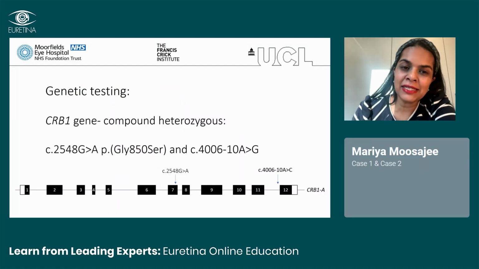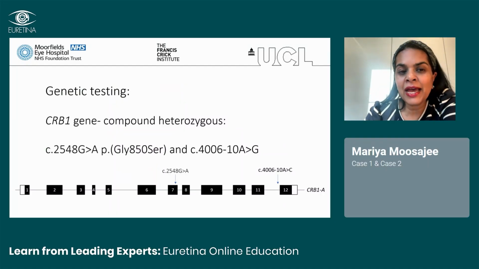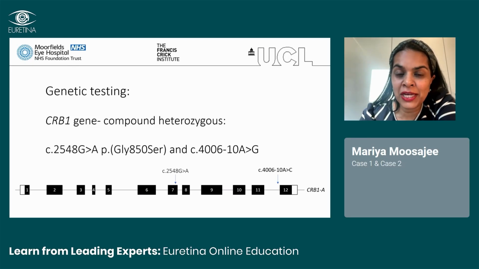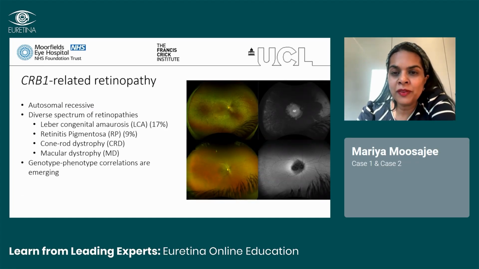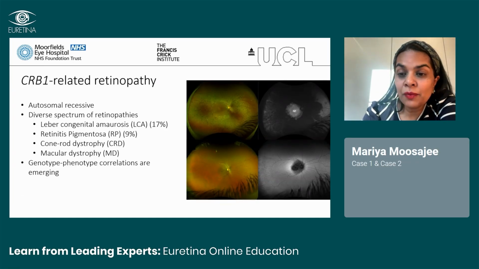So we did genetic testing, and we found that this patient had two mutations in the CRB1 gene, the Crumbs 1 gene. They had compound heterozygous mutations. You can see the two mutations here, one affecting exon 7 of the gene, and one which is a splice site mutation just ahead of exon 12. CRB1 related retinopathy, in this patient's case, was Leber's congenital amaurosis, and this gene accounts for 17% of patients.